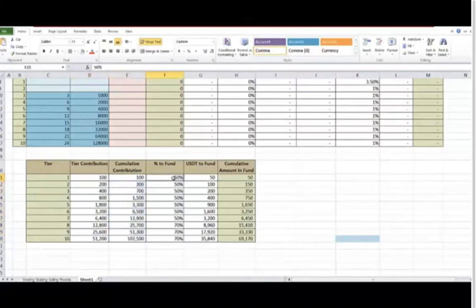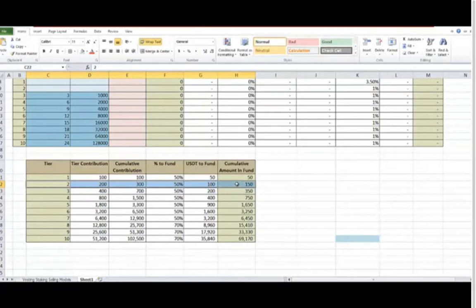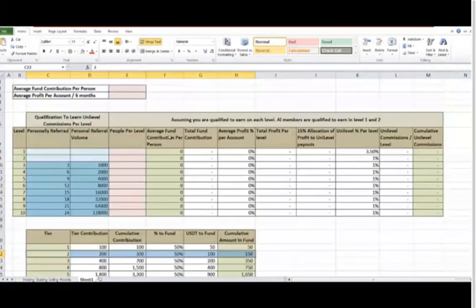You can see the amount that goes to the trading fund from each tier contribution, so the cumulative amount of USDT that goes into the fund. So for example, if somebody was at tier 2, that would mean that the average contribution to the trading fund is 150 USDT. So I could put 150 in here as the average for my team. And you can see it automatically populates part of this calculator.